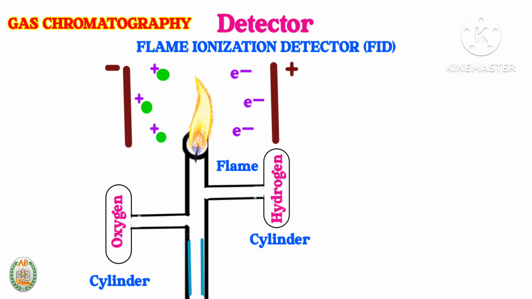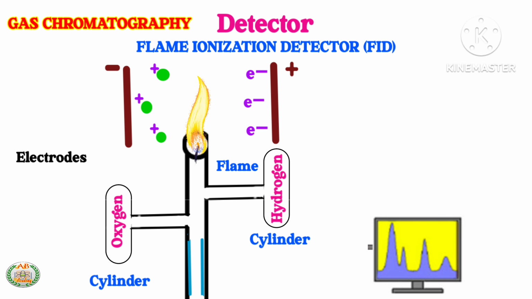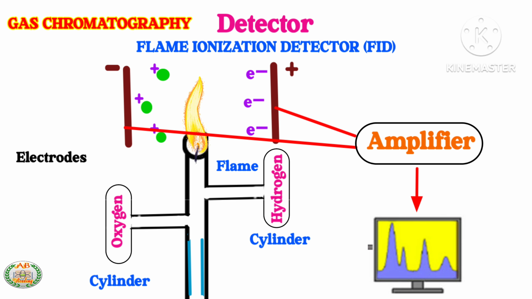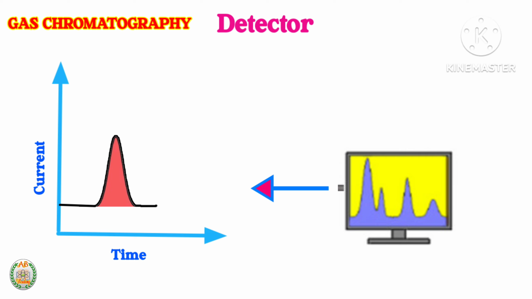Across the flame, there are two electrodes, each with a positive and a negative charge. The electrodes detect electrons generated by the ionization of the sample. Electrons are detected in the form of current which is amplified and detected by the computer. When the sample is detected, the computer gives a peak with respect to the retention time of the sample. The area under the peak gives information about the concentration of the sample.